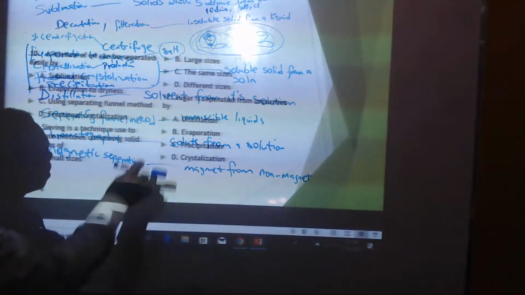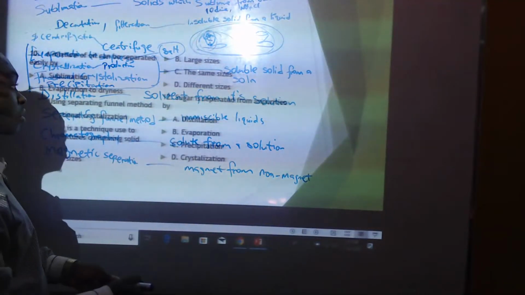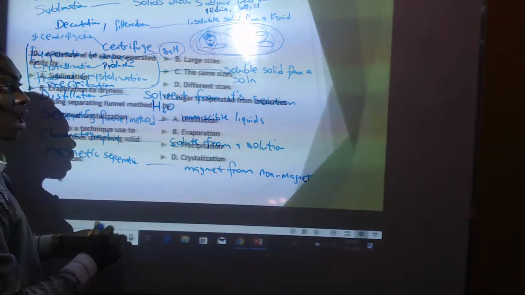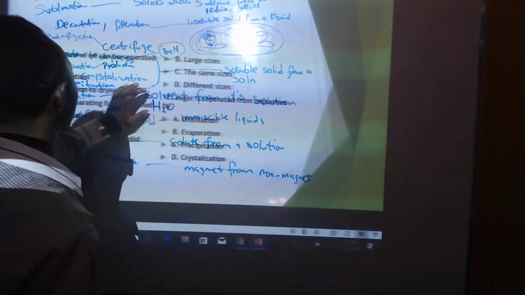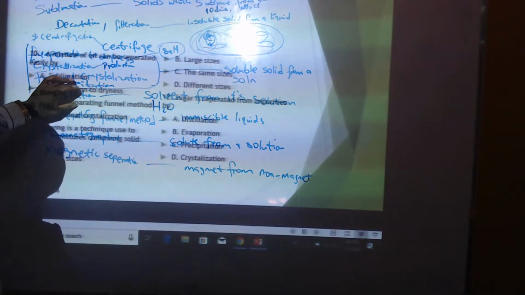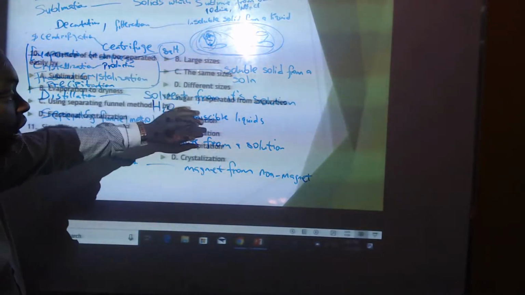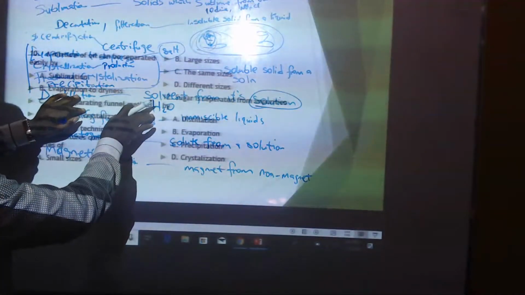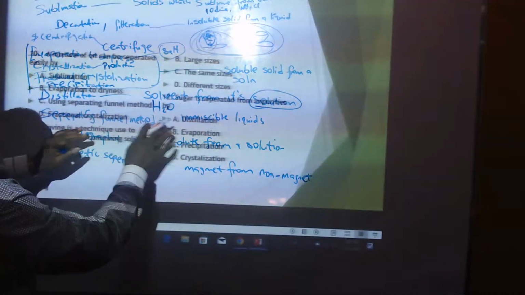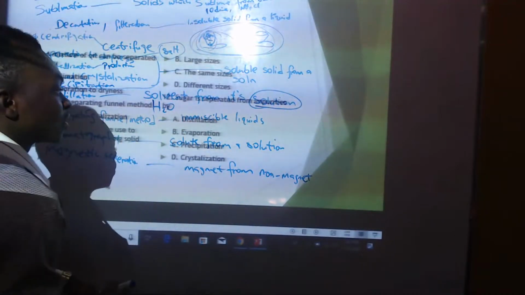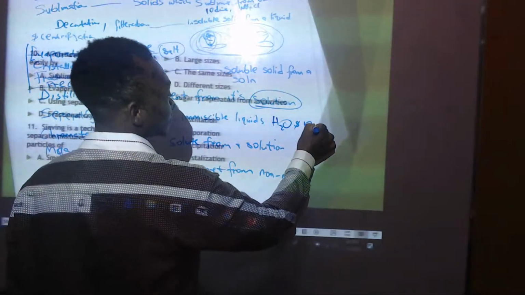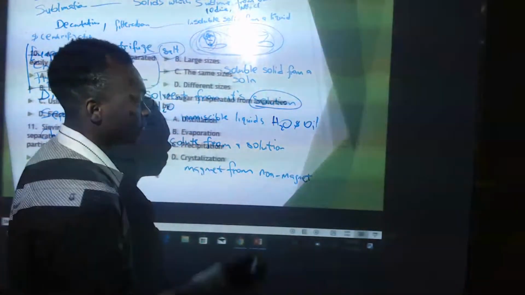And once you see a solvent being separated from a solution, remember water is a solvent. So once you see a mixture of water and any other solution, your mind should rush to distillation. Now, separating immiscible liquids: you cannot mix water and oil, which is an example of immiscible liquids.